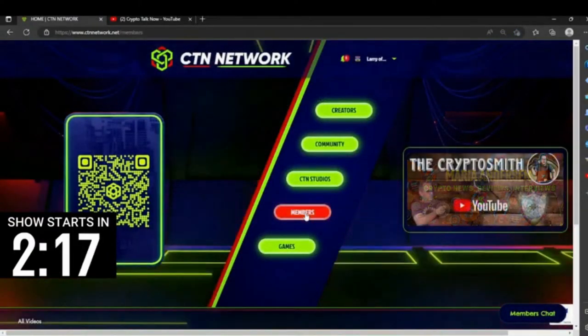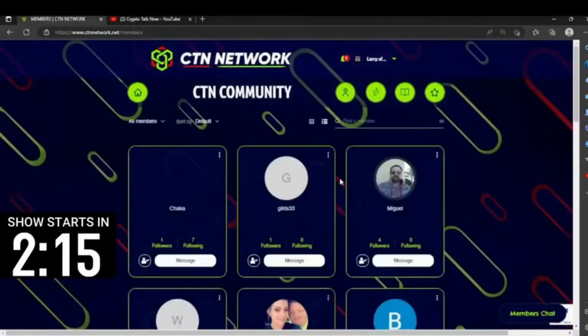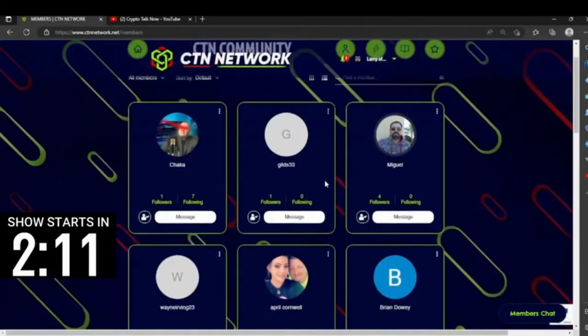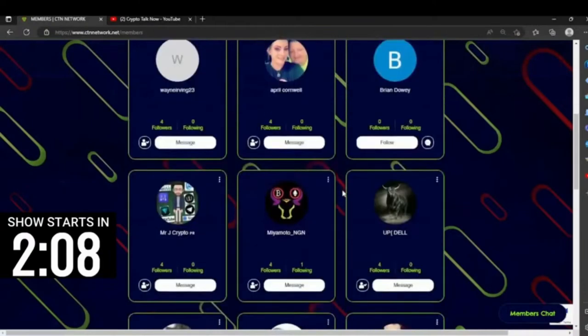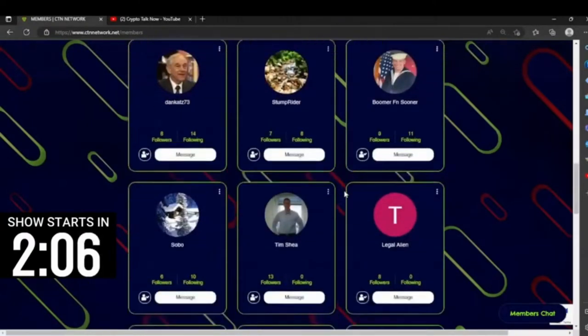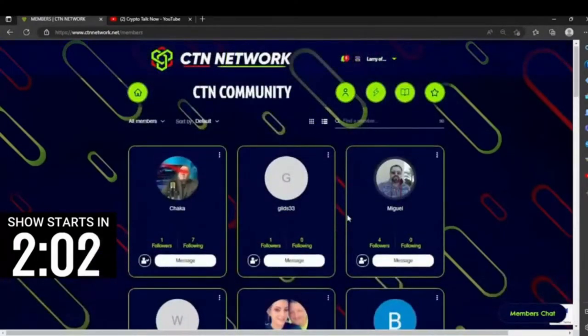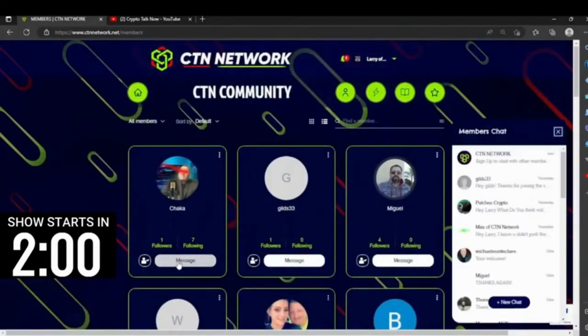If you click on members, you can see all the people that are members here. All these people here, like Chaka just signed up, Gills33, Miguel, are members of our community. So you guys can sign up and then you can chat with one another. You can either click over here, message right here.